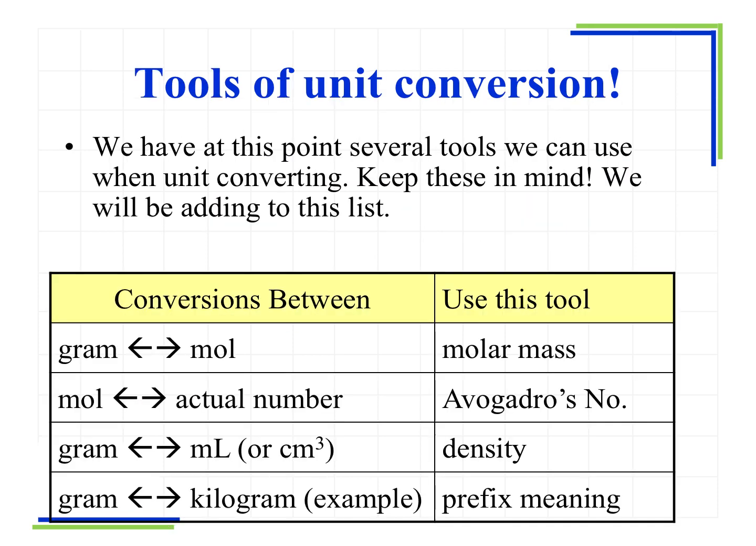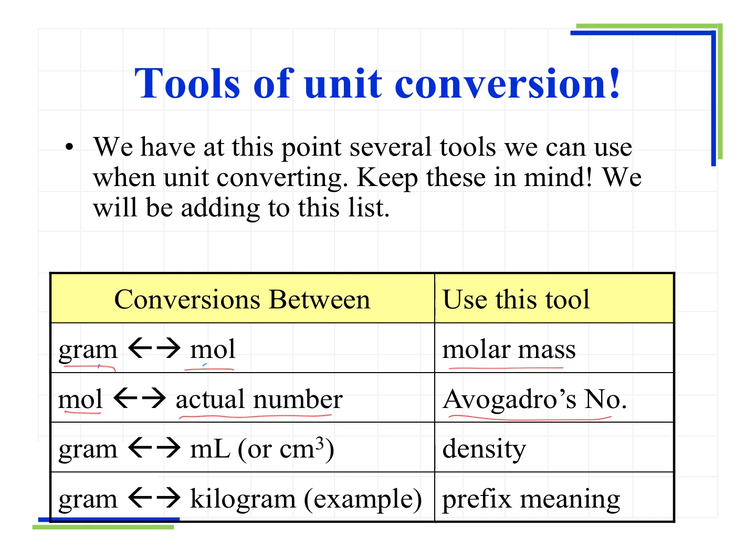Okay, so we don't have an example. As I said, we can use these units as conversion factors. So we are going to make a toolbox for our unit conversion. At this point we have several tools, and we are going to build more and add more to it. For gram to mole, we use molar mass. From mole to the actual number of each unit, we use Avogadro's number.